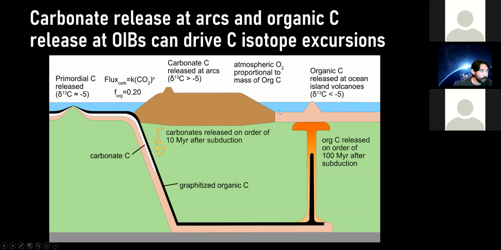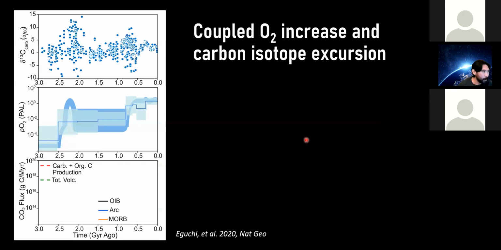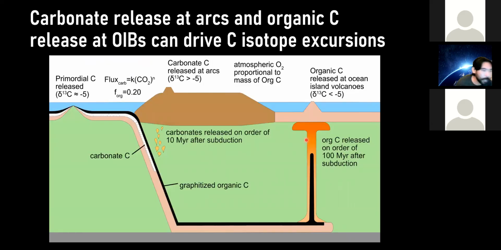And we're also assuming that carbonates are released on the order of tens of millions of years after subduction, while organic carbon is released on the order of hundreds of millions of years after subduction, based on the mantle convection timescale. And so those are the main assumptions that go into the simple box model that we presented.